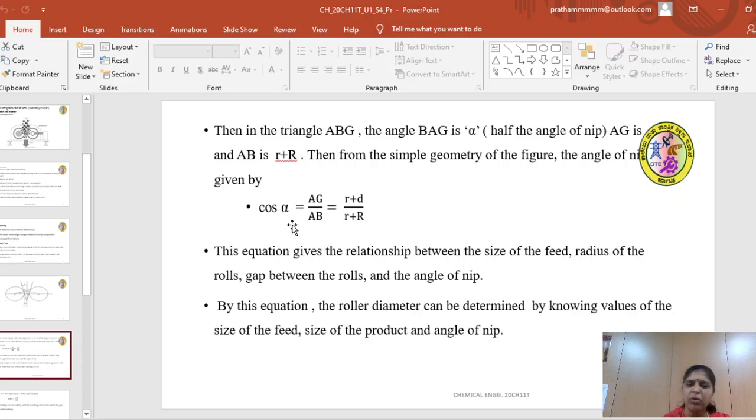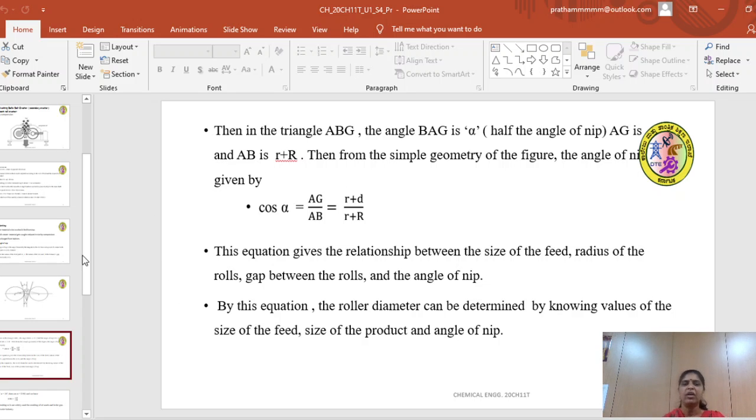Angle of nip is nothing but what? Cos alpha. So this equation will give you all the relationship between the diameter and the radius of the feed and the angle of the nip. So from this equation, if you know any values, the roller diameter can also be determined. So size of the feed ಗೊತ್ತಿದ್ರೆ, size of the product ಗೊತ್ತಿದ್ರೆ, angle of the nip ಗೊತ್ತಿದ್ರೆ ನಾವು ರೋಲರ್ ಡಯಾಮೀಟರ್ ಎಷ್ಟಿದೆ ಅಂತ ನಾವು ಡಿಟರ್ಮೈನ್ ಮಾಡಬಹುದು.